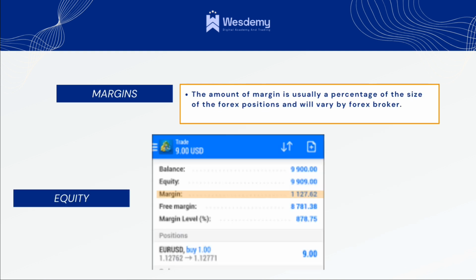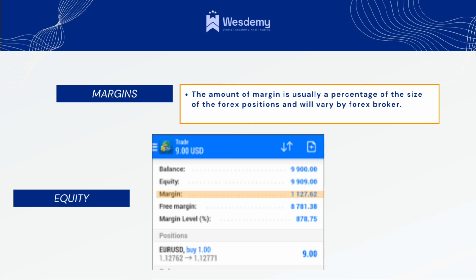Now, talking about margins and equity. The amount of margin is usually a percentage of the size of the forex position, and it will vary by the forex broker. Leave the formal explanation; I'm going to explain to you in a very relatable form.